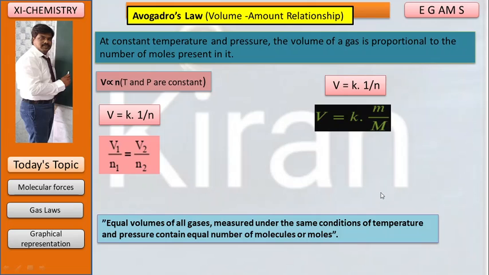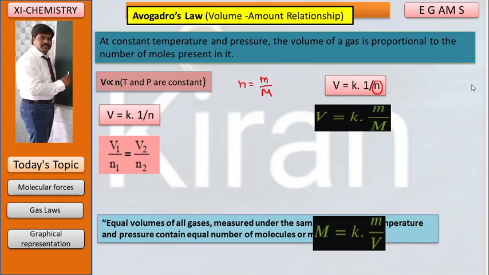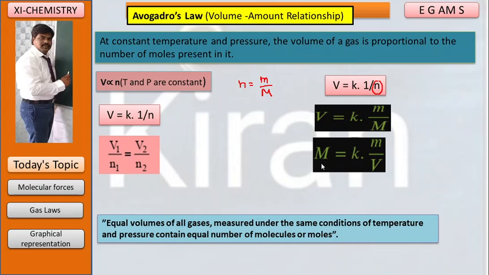Now I am going to apply this equation. We know the number of moles formula, which we studied in basic concepts of chemistry: number of moles is equal to mass divided by molecular mass, M. Instead of n, I am substituting mass by molecular mass, so K into m by M. In this way, you will get one more formula. Capital M means molecular mass, small m means weight of the substance, and V means volume of the gas. So M is equal to K into D, where D is mass by volume.